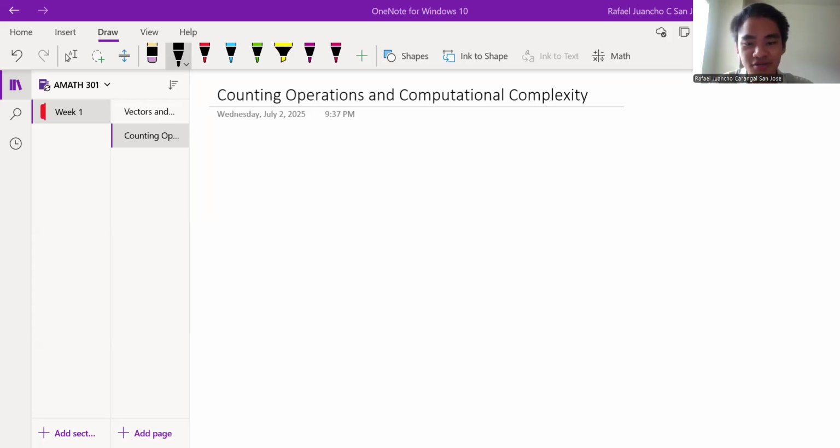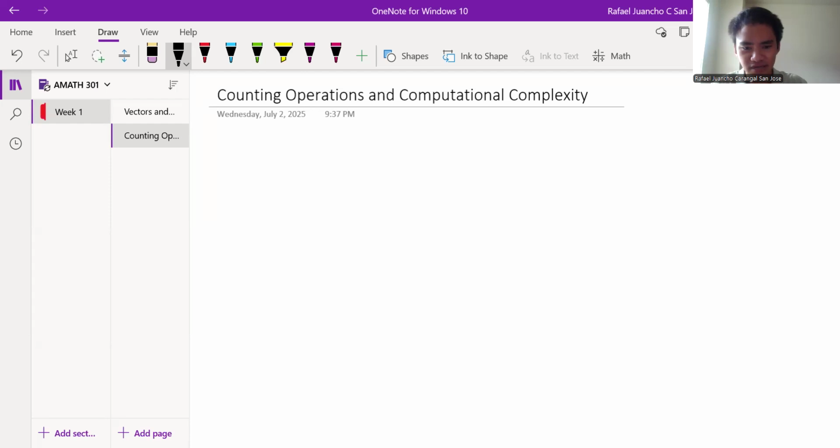Today we're going to be continuing our topics here in scientific computing. And so today we're going to continue with operation counting, and we're going to discuss a little bit more about how computational complexity works underneath the hood. So that's what we're going to be doing today.